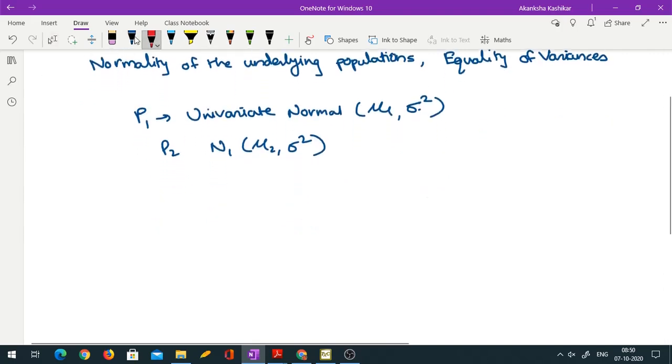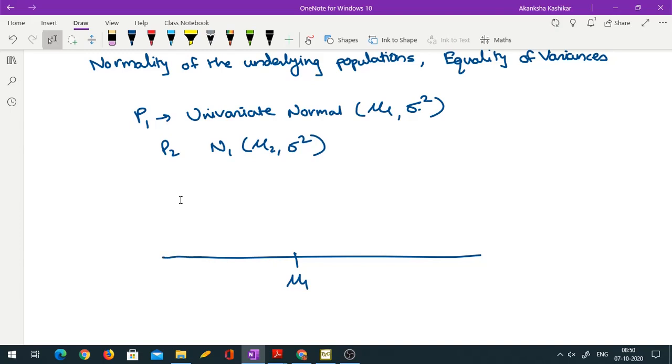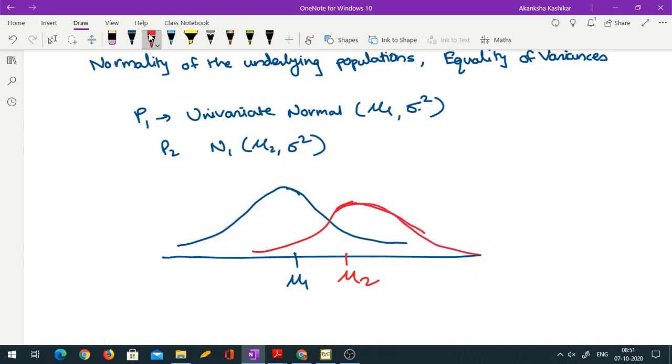Now let me draw the pictures. Suppose somewhere here I have mu1, and the bell-shaped normal curve for the first population looks something like this. Assume that this is bell-shaped and symmetric. And suppose mu2 is somewhere here and the graph for mu2 is something like this. Again, assume that this is bell-shaped and symmetric.